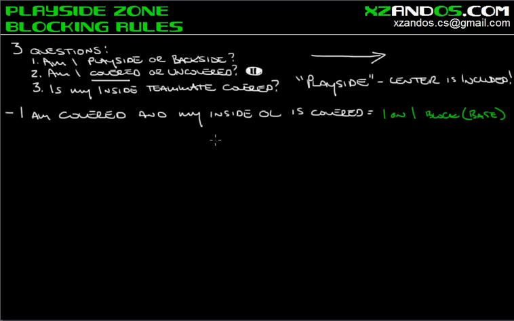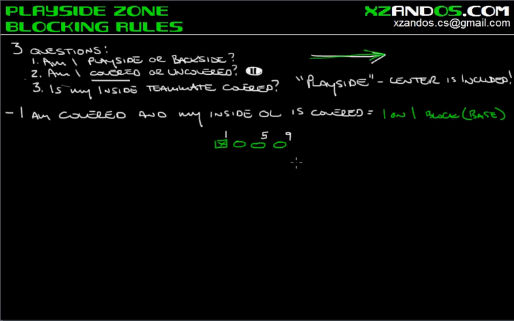Let's diagram this real quick. Let's say we have a center, a guard, a tackle, and a tight end. And then let's draw some type of underfront. So let's say we have a 1 technique, a playside 5 technique, and a playside 9 technique. Whenever we have the offensive linemen answer these questions, again, we're talking about playside, so we're going from left to right.